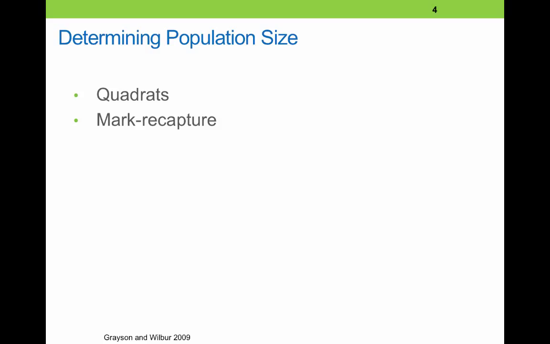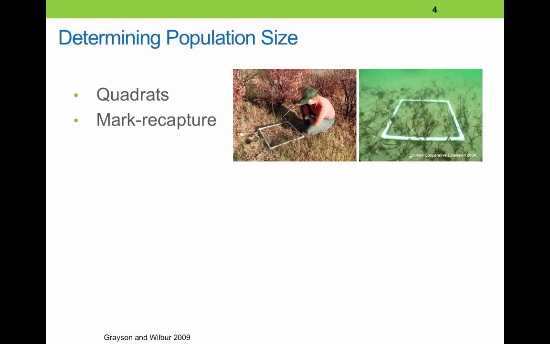The first step in understanding populations is to estimate their size. This can be done by a few different methods. One method is to use something called quadrats. With quadrats, you count the number of individuals in a specified area to estimate density, and then these can be used to estimate population size.